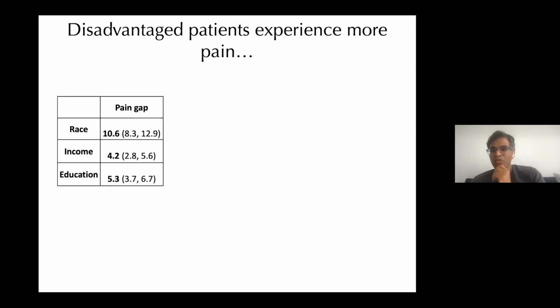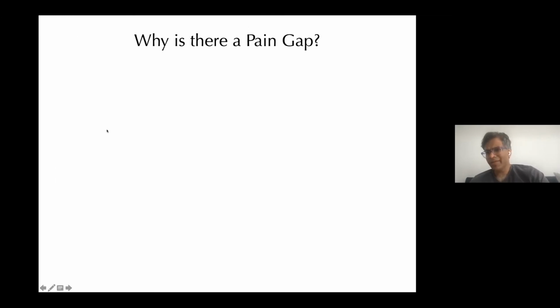So if you just look at data on knee pain, you'll find a big race gap, a pretty big income gap, and a pretty big education gap. I'll explain what these numbers mean in just a second. Well, that begs the question: why is there a pain gap?